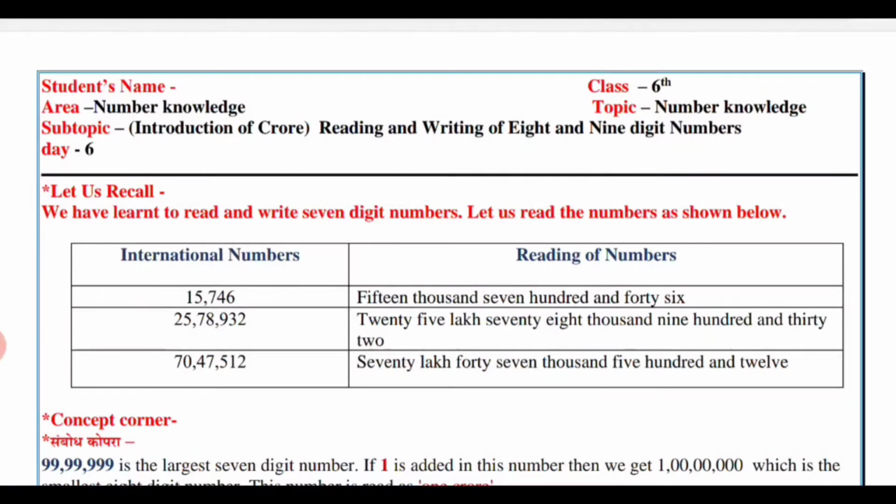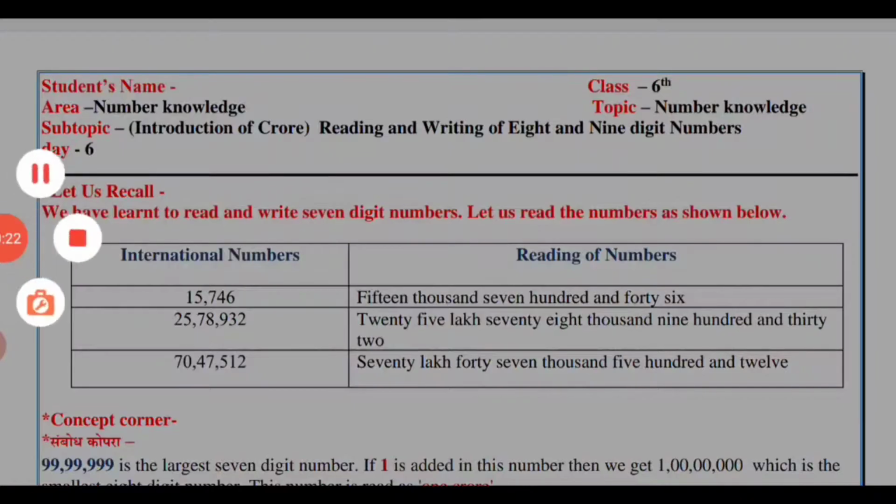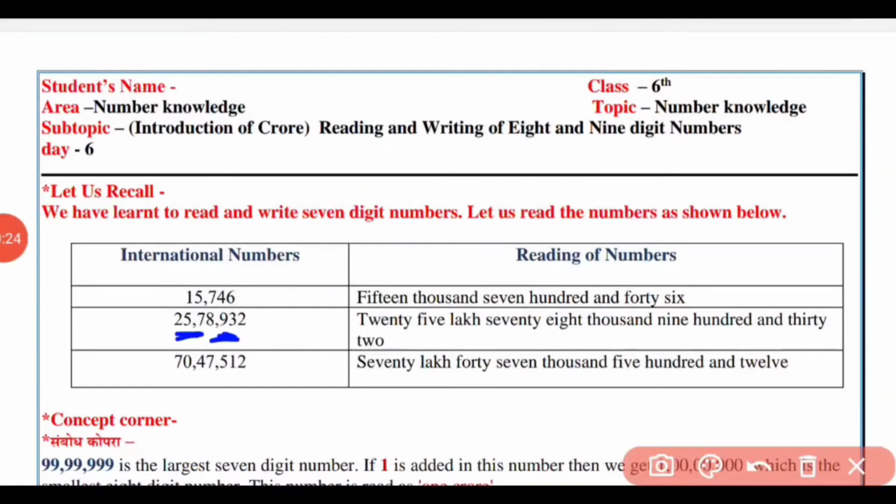So you all have learned how to read and write 7 digit numbers. For a 7 digit number we start from the unit. The last digit is the unit place, then tens place, then hundreds place, then thousand place. TH means thousand, I am writing here. Then 10,000 place, TTH means 10,000 place. Then lakh place, and then 10 lakh place. So in this way we read a 7 digit number. Correct? Unit, tens, 100, 1000, 10,000, lakh, 10 lakh.